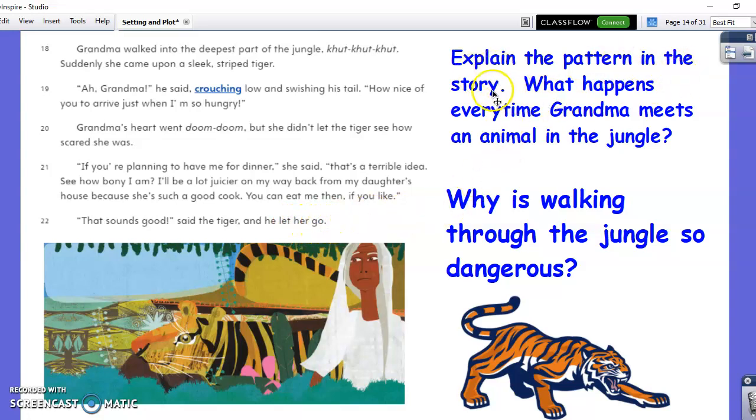Explain the pattern in the story. What happens every time Grandma meets an animal in the jungle? Why is walking through the jungle so dangerous? That's an important part, because the setting has a very important influence on the plot. The setting is very important in this story.